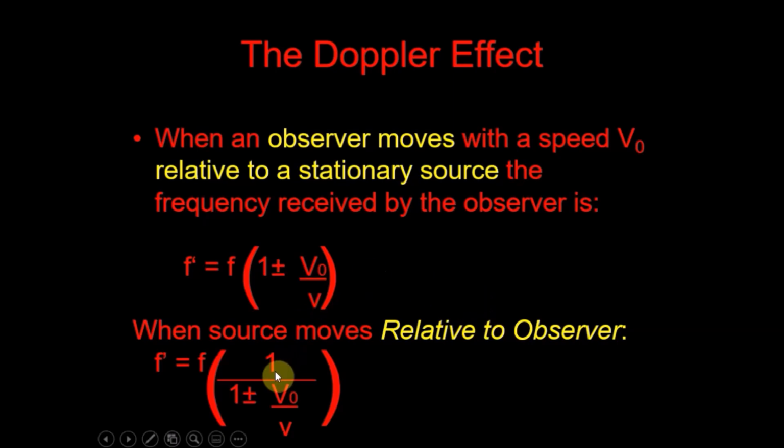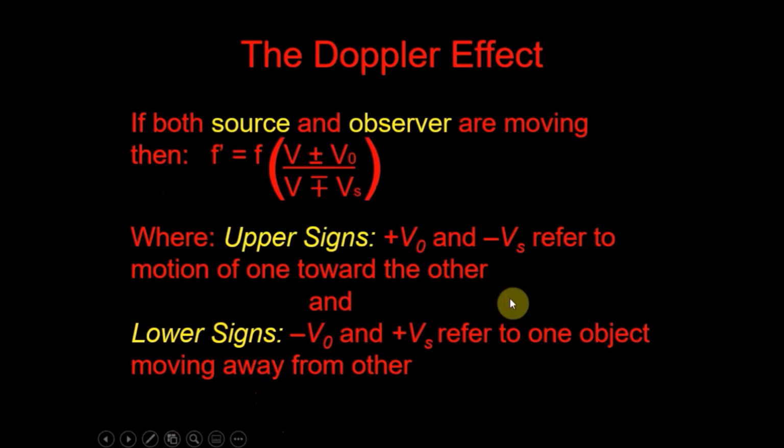This can also be, of course, expressed in terms of the observer or the actual object itself. If both the source and the observer are moving, you do have a situation where you have to figure out your plus and minus signs. The upper signs, the positive V0 and the negative Vs, will refer to the motion of one toward the other, and the lower signs refer to objects moving away from one another.